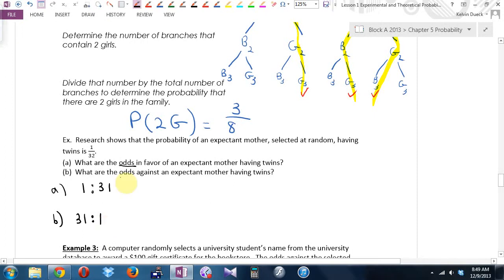But again, the key word here, Rachel, is odds versus probability. Probability of having twins, 1 out of 32. Probability of not having twins, 31 out of 32. That would be the complement. Odds: how many successes, how many failures, with a colon in between them.